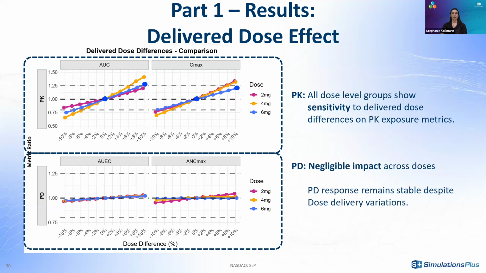On the PD side, represented by AUEC, area under the effect curve, and ANC max, there's visually no effect. The ANC response remains flat despite these considered dose delivery variations. So overall, all three dosing groups respond similarly to variations in delivered dose.